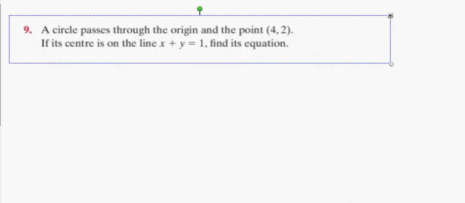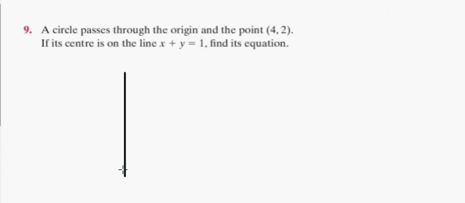Right. A circle passes through the origin and the point 4, 2. If its centre is on the line x plus y equals 1, find its equation. Now, what does that mean exactly? I'm going to draw myself a picture because I like to understand what exactly I'm looking at here, okay?